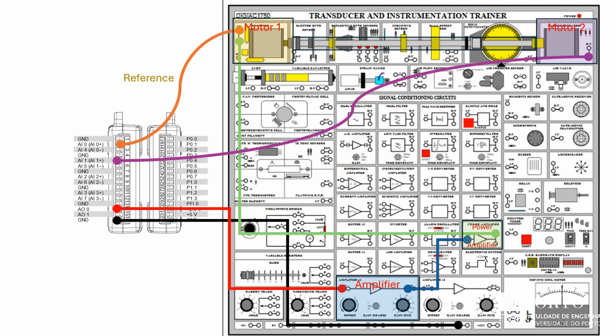And this we will call reference and speed sensor. So the reference is more like a power reference value that the motor should follow, and the speed sensor is the real speed measure from motor number 2. So this is our experimental setup.